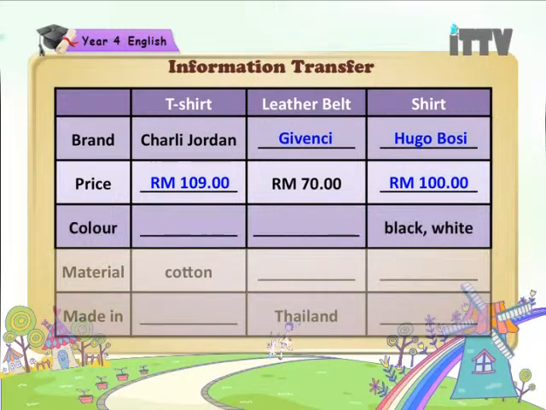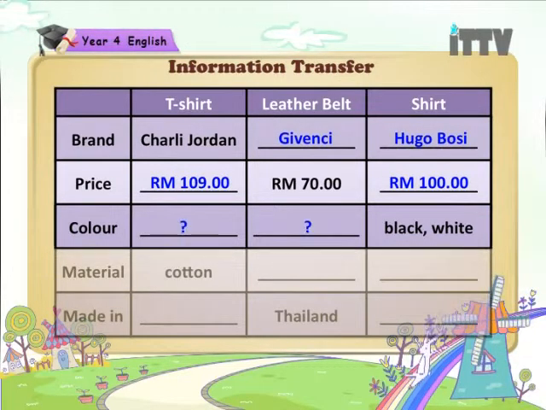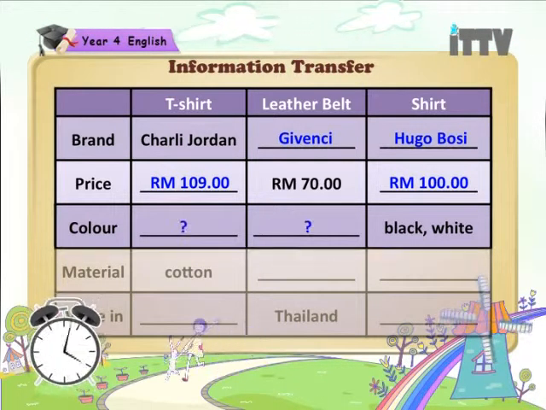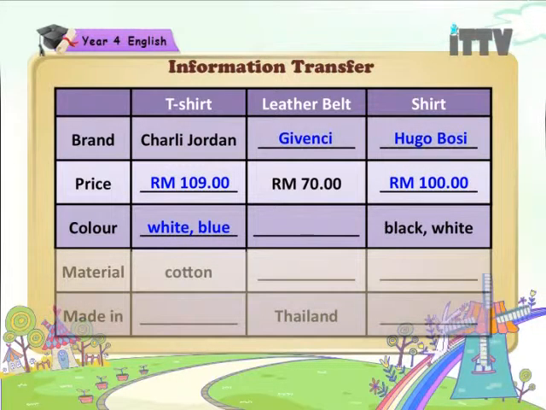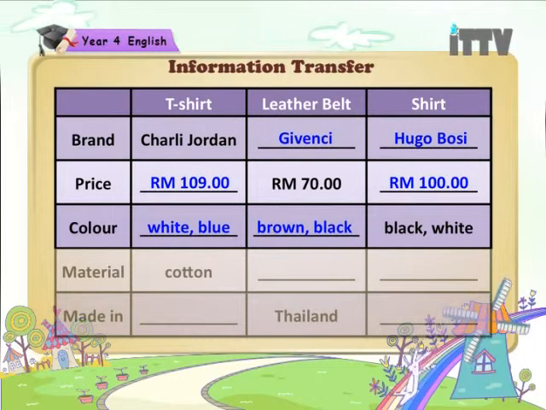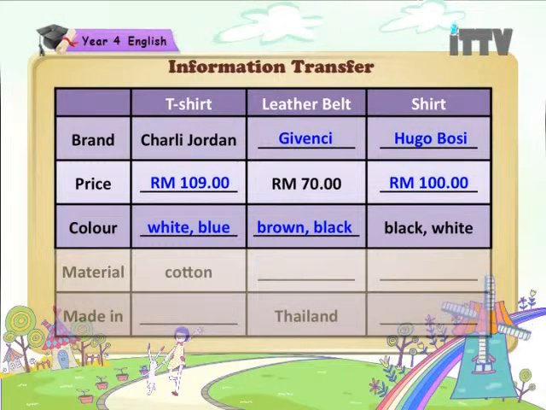Let us go on to the color. Now we have the color for the shirt, which is black and white, but the information is missing for the t-shirt and the leather belt. Very good. The t-shirt is white and blue in color. Now what is the color of the leather belt? Good, boys and girls. You have two colors, brown and black.